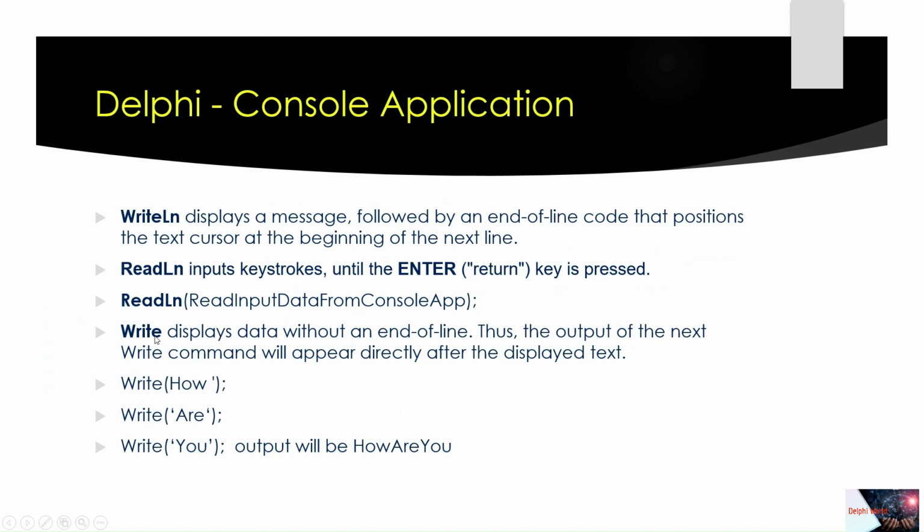In a similar way, Write is there. So there is WriteLn and Write. With Write, the cursor will not move to the next line. So if you write Write 'how', Write 'are', Write 'you', it will finally print in one line only, how are you. So this is the key difference.